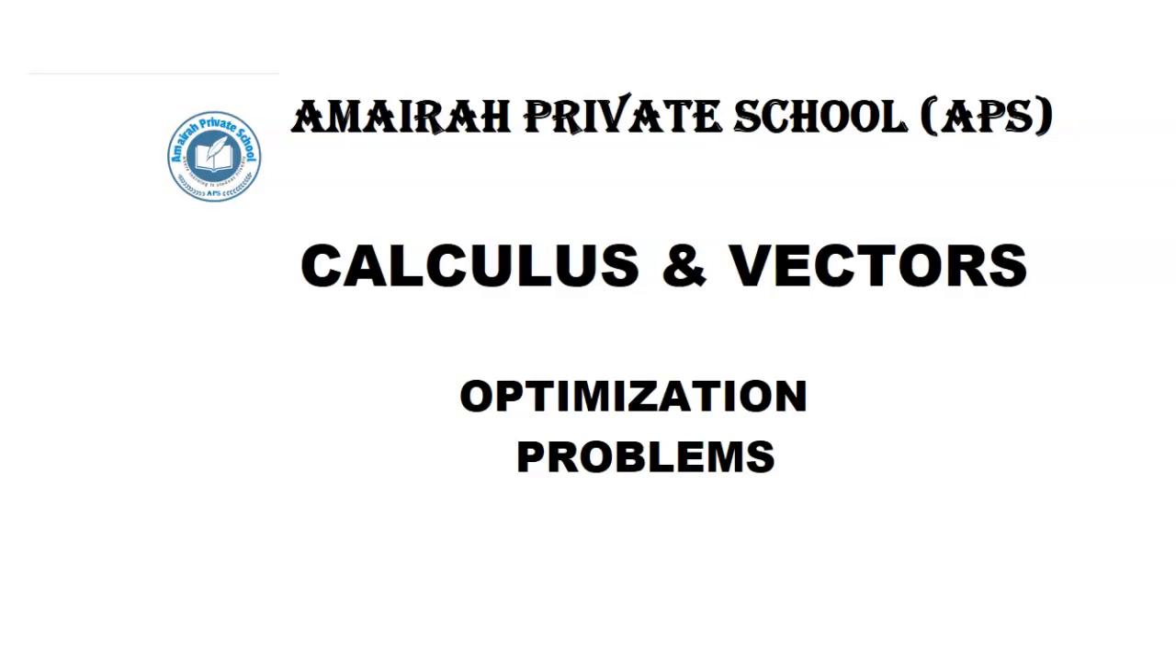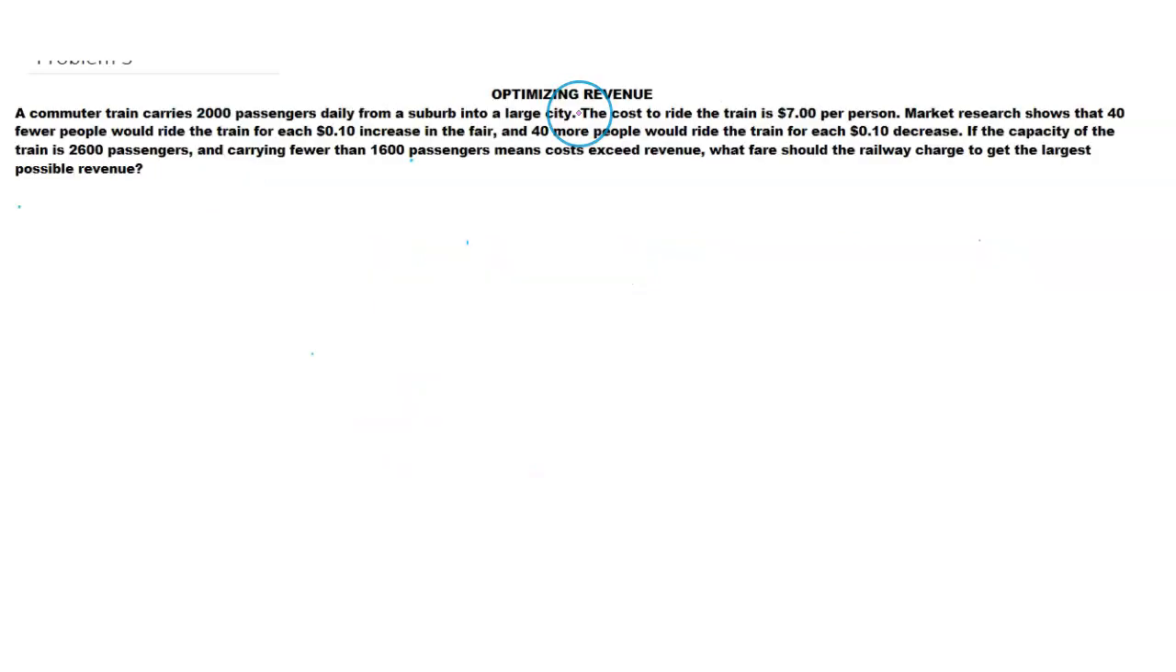Now let's go over optimization problem type 3. As we have covered problem 1 and 2 already, we'll move on to problem type 3 now. This problem is regarding optimizing revenue. We need to read the question first in order to understand what the question is asking us to find out.